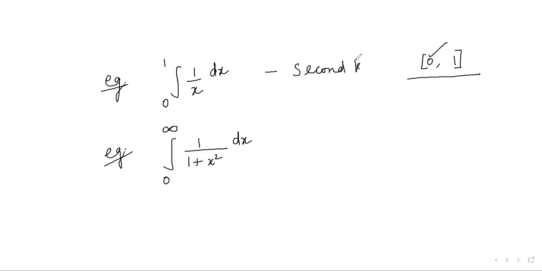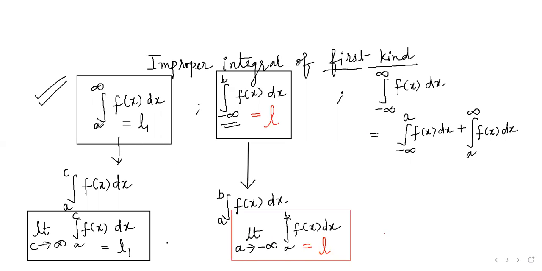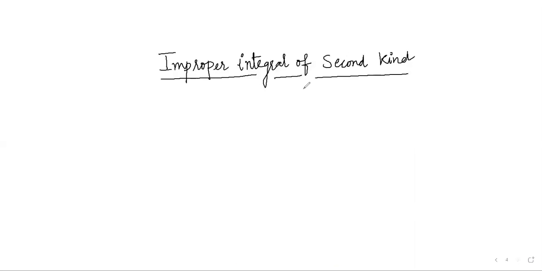It is of the second kind, because here this integrand 1 upon x is unbounded in this closed interval 0 to 1. And this other integral is an improper integral of the first kind. If we see here, the upper limit is infinity. We can check, as we have just discussed, that it is of the first type, a to infinity. So suppose we have this integral.